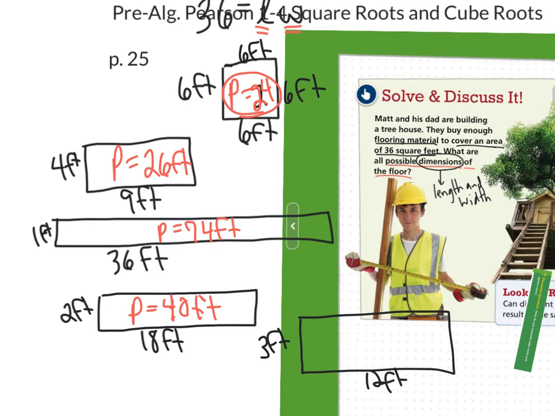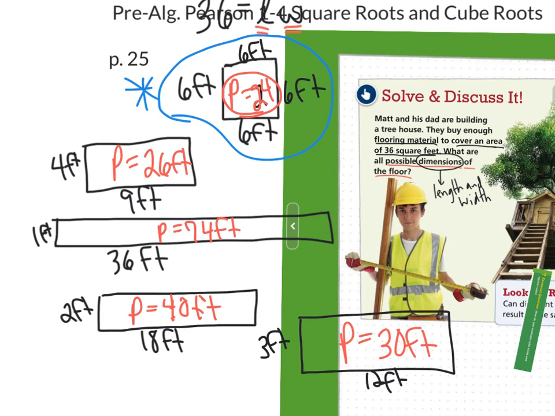And finally, the 3x12 perimeter would be 30 feet. So if you look at the different options, besides maybe seeming to be the most practical, also the less perimeter would be the 6x6. The 4x9 is not too far off.